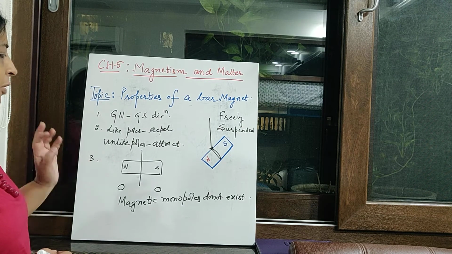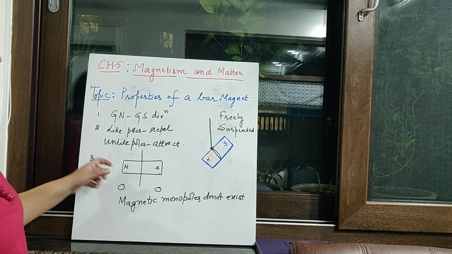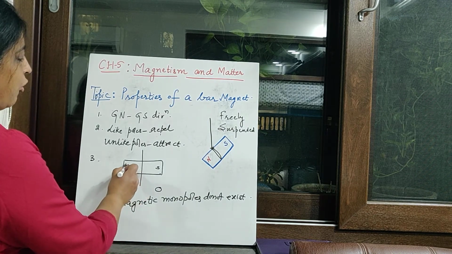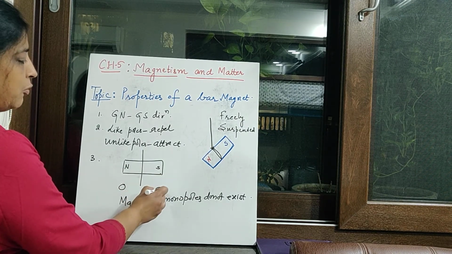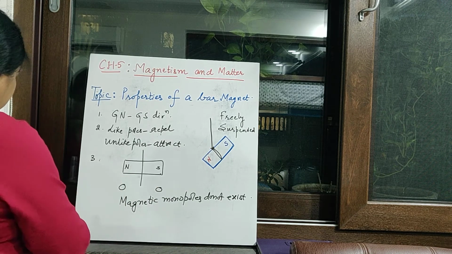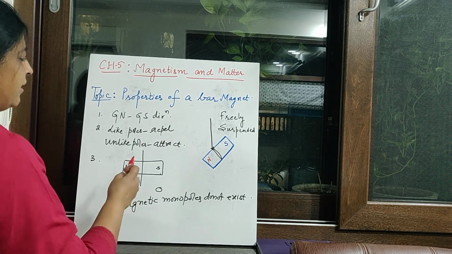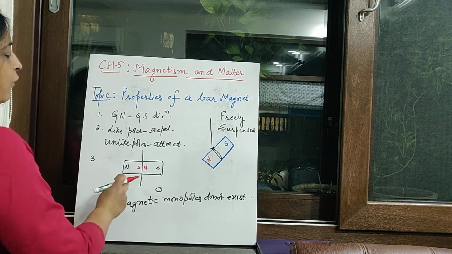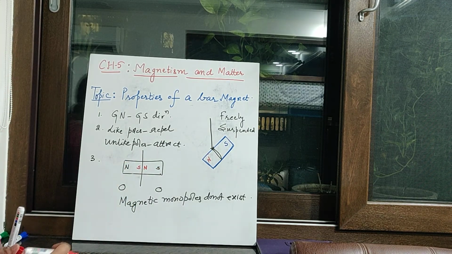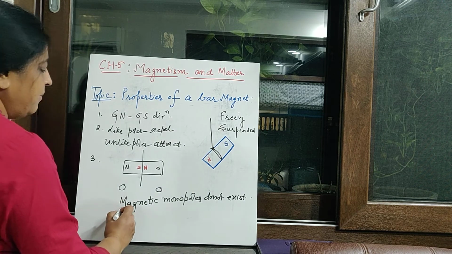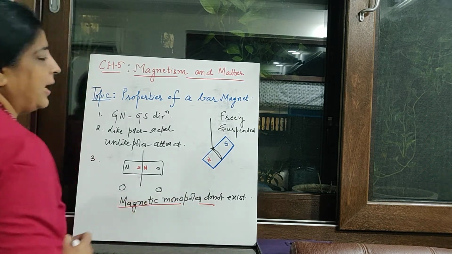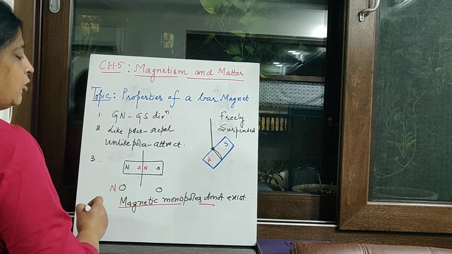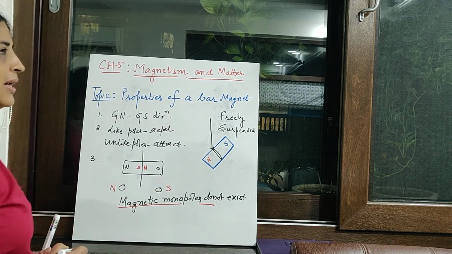Then there is a third property: if there is a magnet and you cut it into two parts, it will not happen that the north pole gets separated from the south pole. The other poles will automatically appear, and you will get two magnets. So the third property is that magnetic monopoles do not exist. It is not possible to have an isolated magnetic north pole or an isolated magnetic south pole.